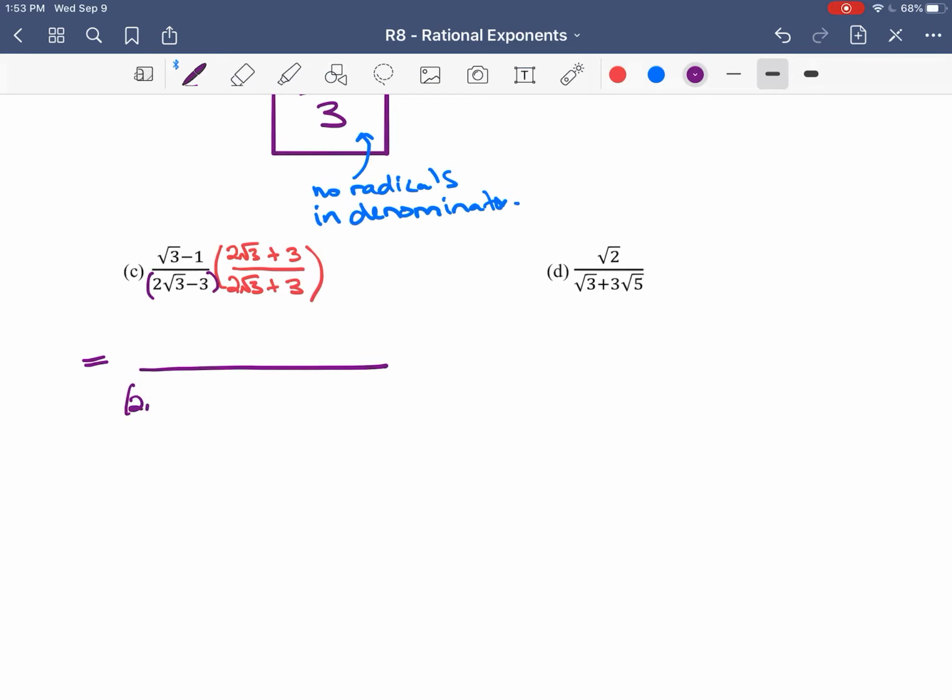So it's these things multiplied together. So it's 2 root 3 times 2 root 3 plus 2 root 3 times 3, the outer ones, plus the inner ones. So that's negative 3 times 2 root 3, and then plus the last ones, negative 3 times 3.